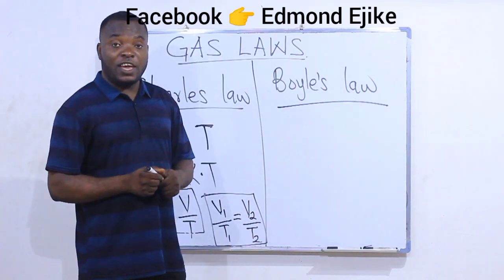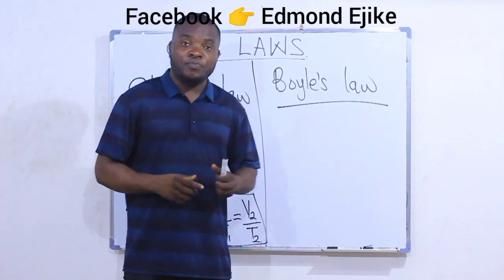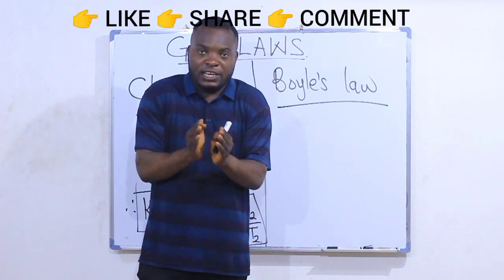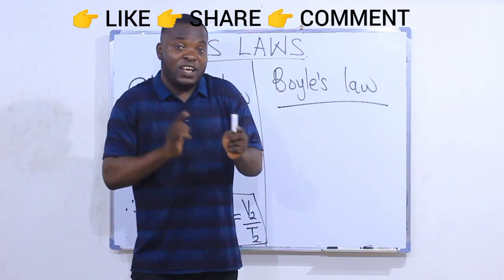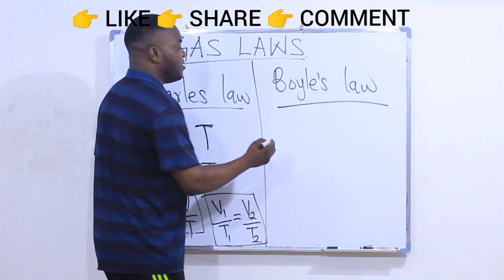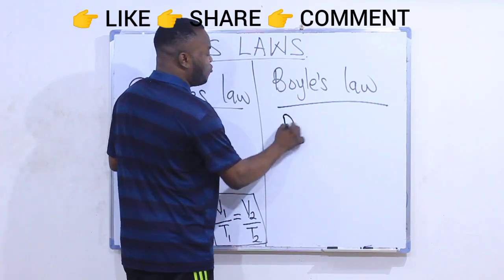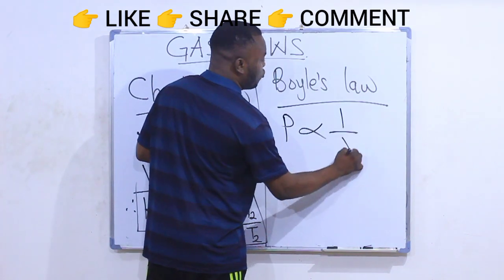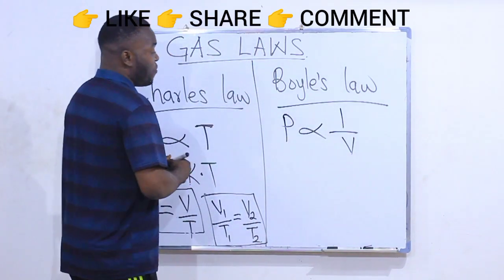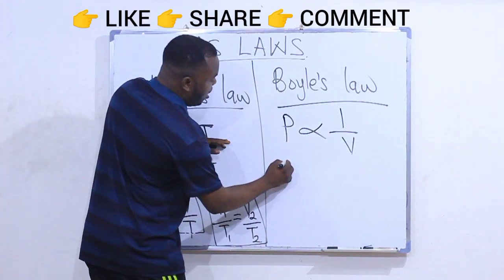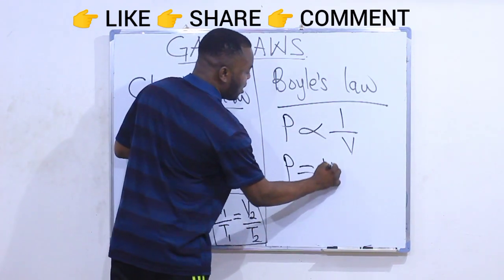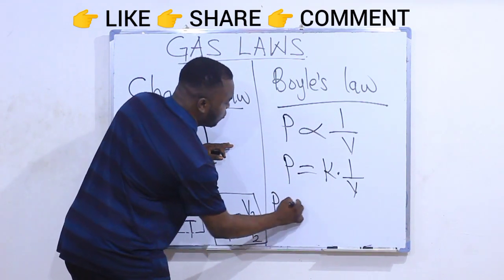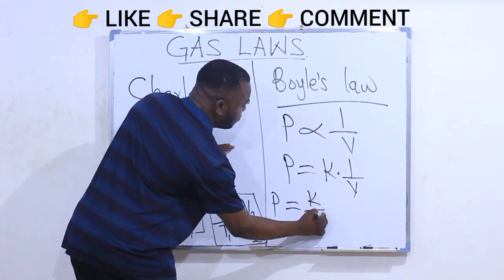And what is Boyle's law saying? Boyle's law is telling us that as the pressure of a gas increases, its volume decreases. Remember, they are inversely proportional. So mathematically, Boyle's law says that the pressure of a gas is inversely proportional to its volume. Now, if I remove the sign of proportionality, I will have pressure is equal to K times 1 over V, which means that pressure is equal to K over V.